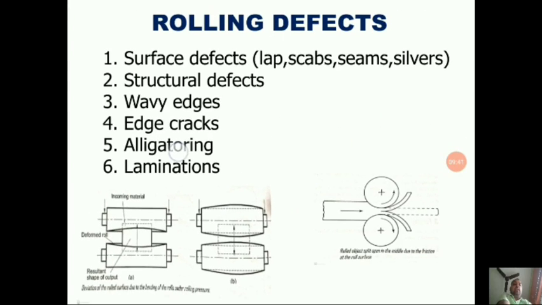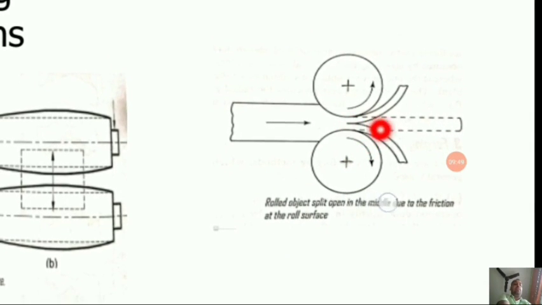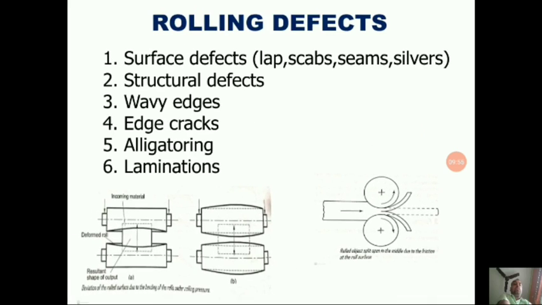Next, your wavy edges, as I earlier discussed with you. Next is edge cracks, alligatoring. This is a clear picture for you. You can see over here, due to non-uniformity, the roll strip separates or breaks down. So these are the rolling defects, as you can see over here.